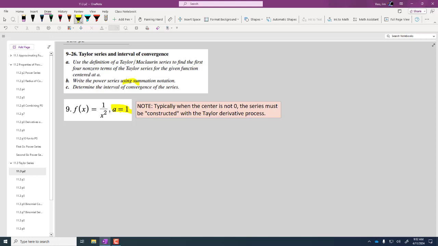Now, it's also asking us to write this in summation notation. And we need to do that in order to find the interval of convergence. To find I, you have to do the ratio test, or maybe the root test. But you need to have a sub k. The only way you get to a sub k is to write it in summation notation. We'll do a couple of those.